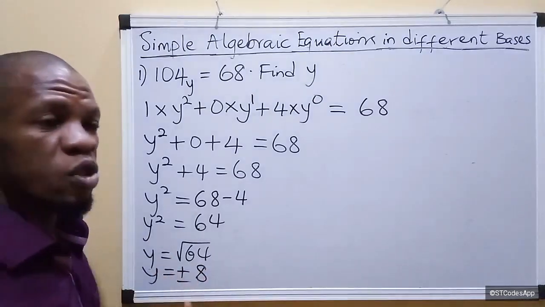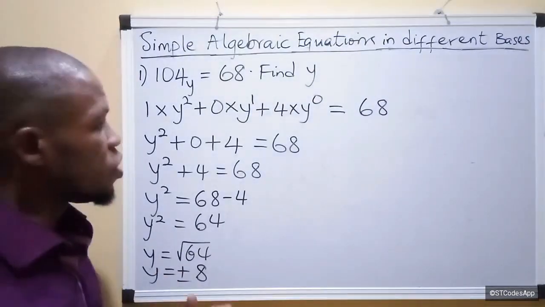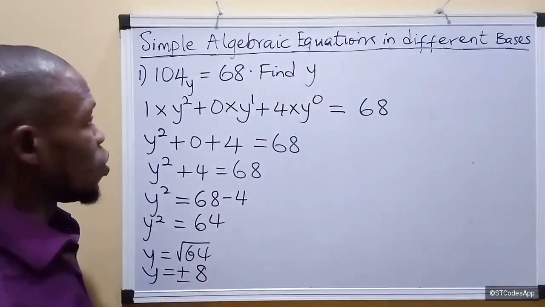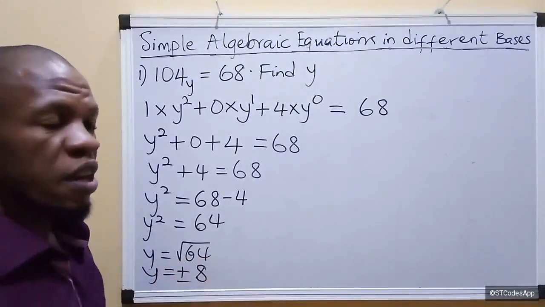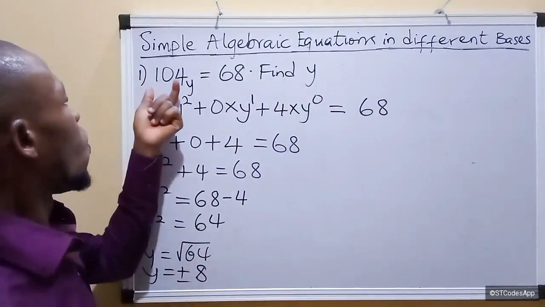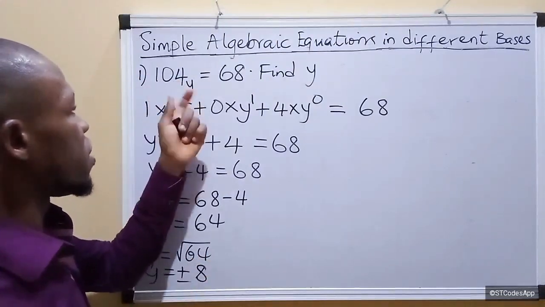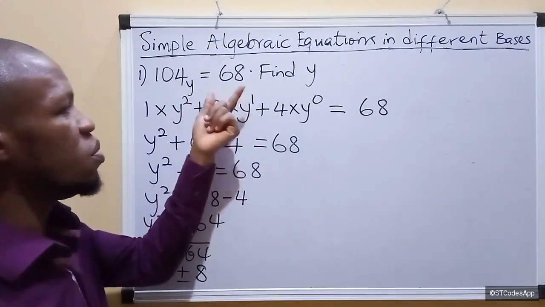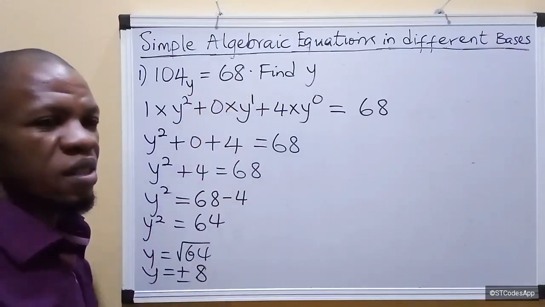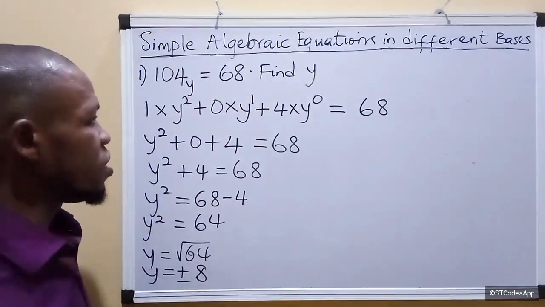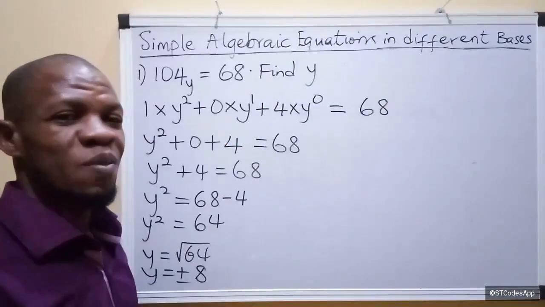In this kind of problem, we usually make use of the positive value. So in this case, y is equal to positive 8. So we have 104 in base 8 is equal to 68 in base 10. Wow, that's how simple this problem is. We're going to look at the second problem right away.